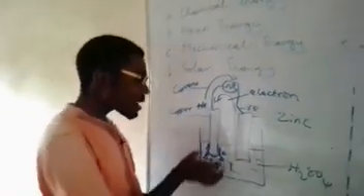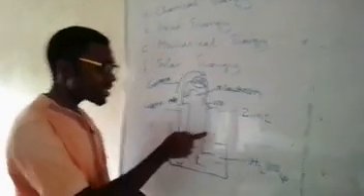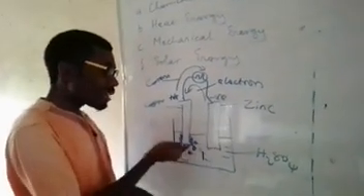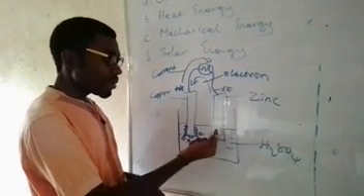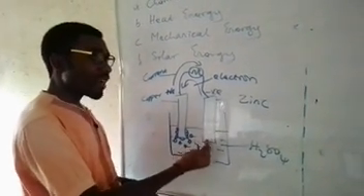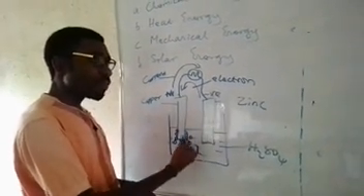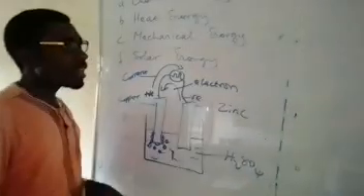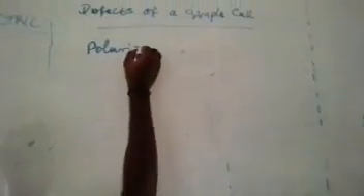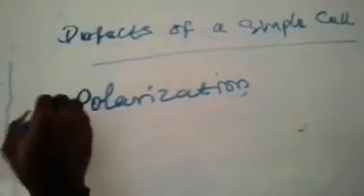The process where the hydrogen bubbles formed when zinc reacts with sulfuric acid serve as the positive electrode to react with the zinc electrode to form a back EMF. This back EMF formed in this process is what we call polarization. And there is a way we can correct it. Polarization, I said, is one of the defects of a simple cell.